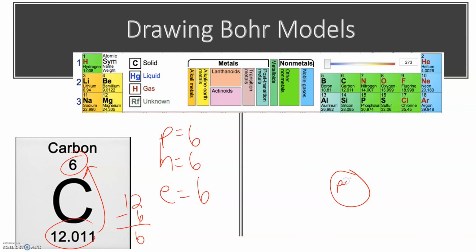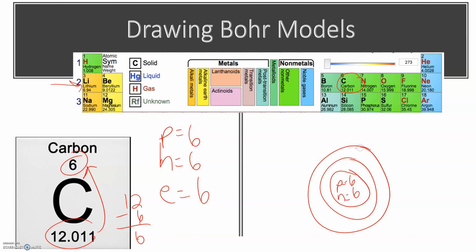So inside here, we've got our protons and our neutrons. And let's see, where is carbon? Carbon is here, in period 2. So we know that we're going to get 2 orbitals. Okay, we've got 6 electrons. Again, the first energy level can only hold 2. That leaves 4 for this outer orbital. And we're done.